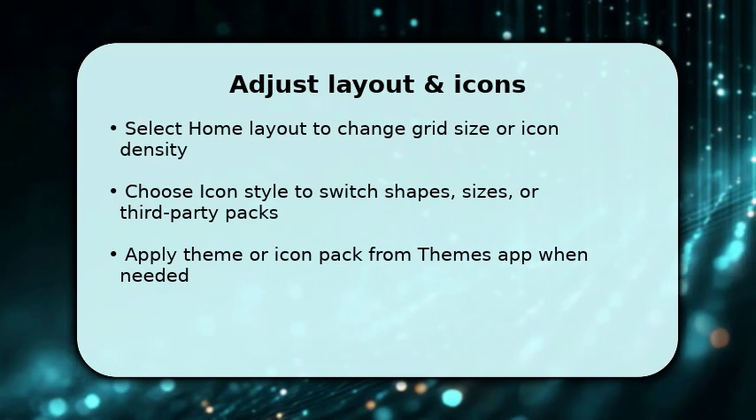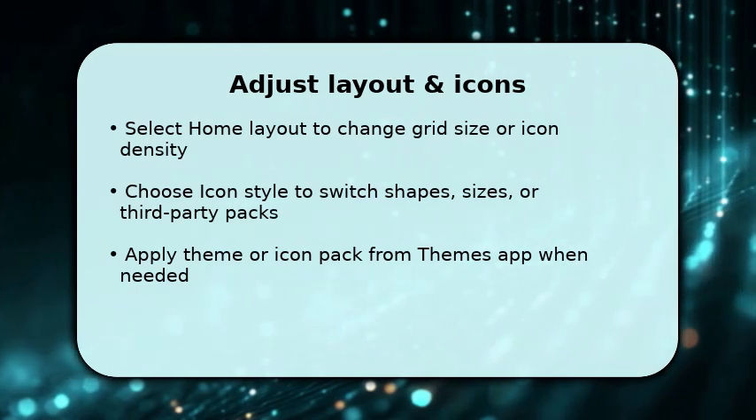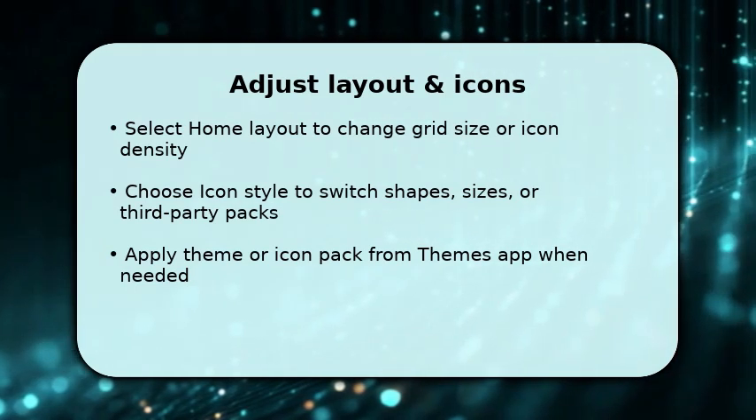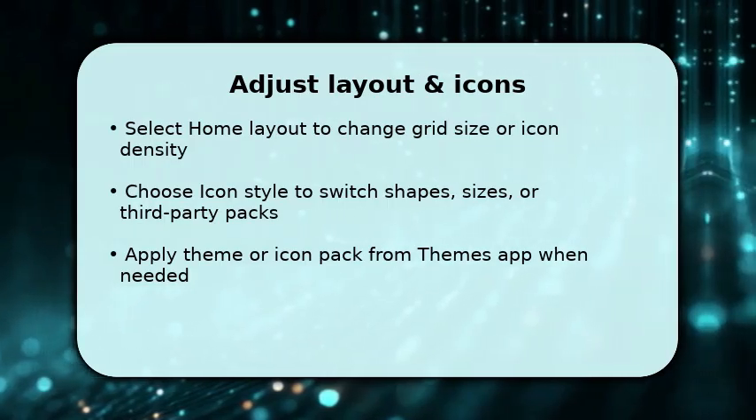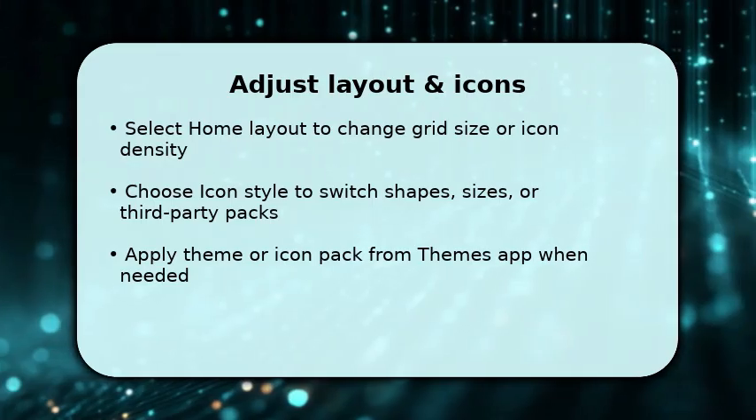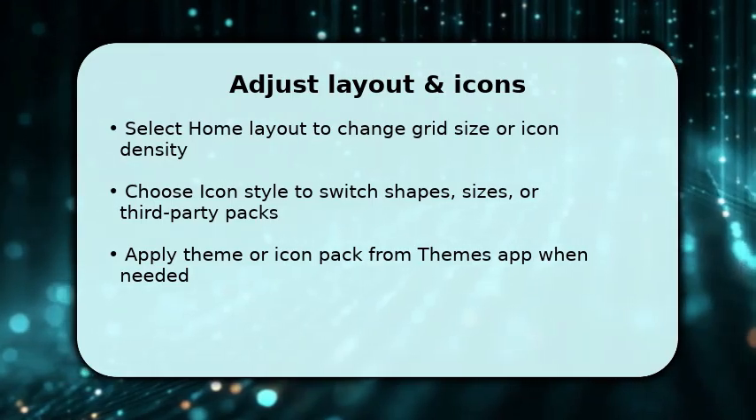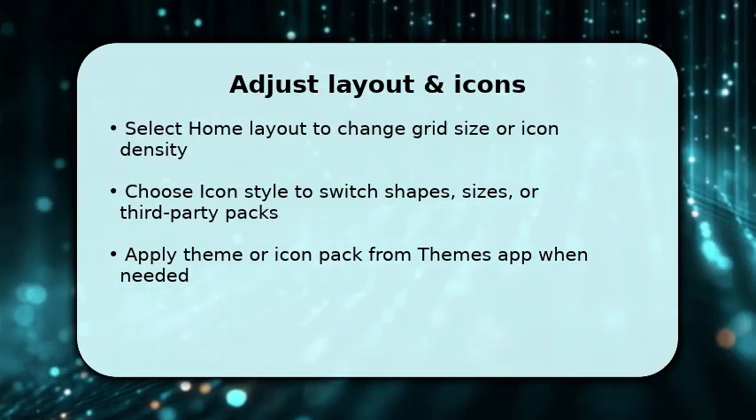Now adjust layout and icons. Tap Home Layout to set grid size or icon density, which determines how many app icons fit per page. Next, choose icon style to swap shapes, labels, or a different pack. This is where visual identity changes.